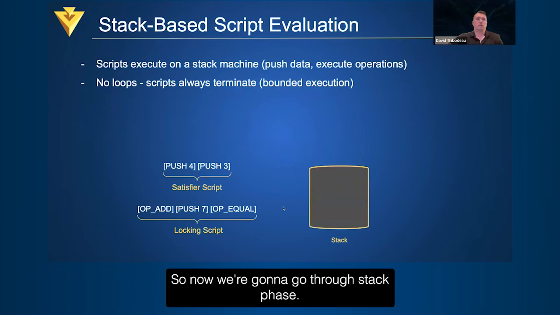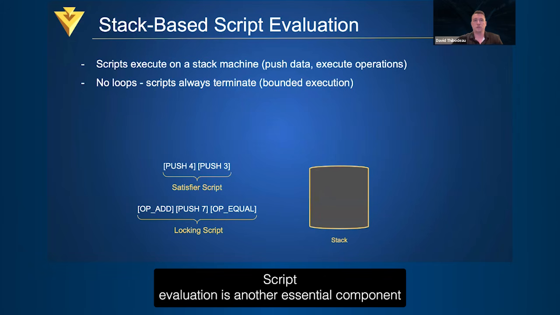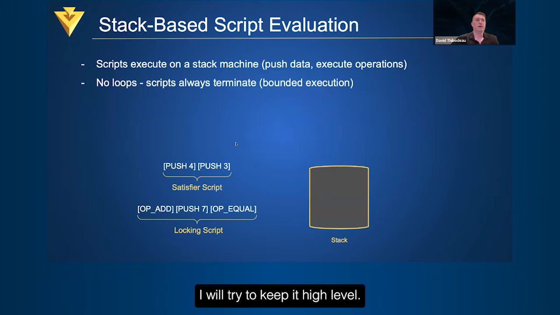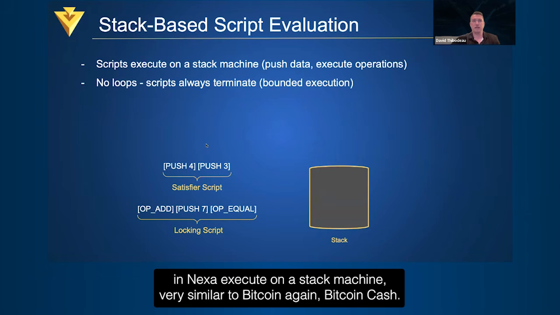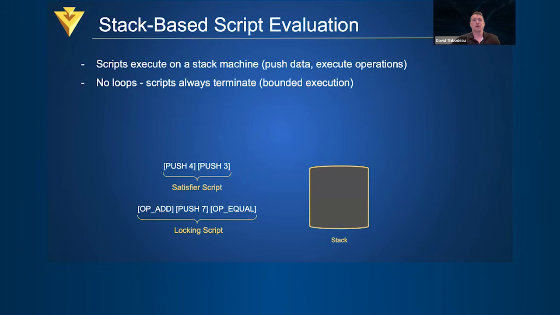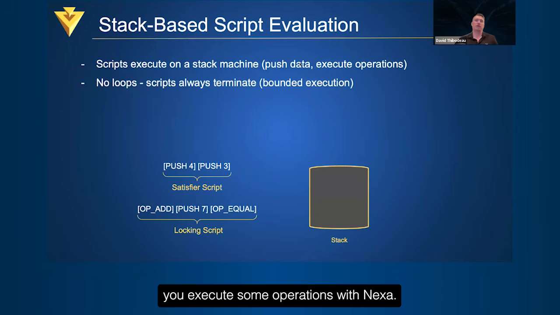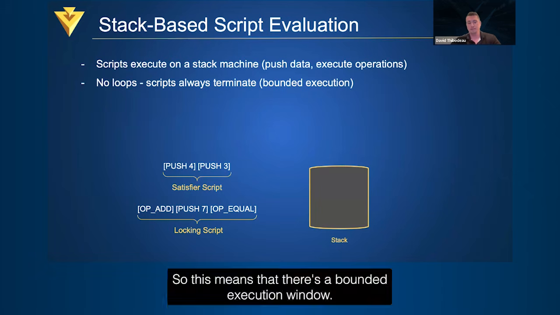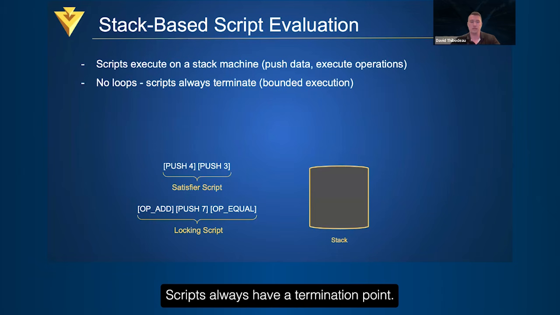So now we're going to go through stack-based script evaluation. This is another essential component of understanding the workings of smart contracts. I will try to keep it high level. Scripts in Nexa execute on a stack machine, very similar to Bitcoin and Bitcoin Cash. You push data onto a stack, you execute some operations. With Nexa, there are really no official loops implemented. So this means that there's a bounded execution window. Scripts always have a termination point. There's a finite amount of instructions.